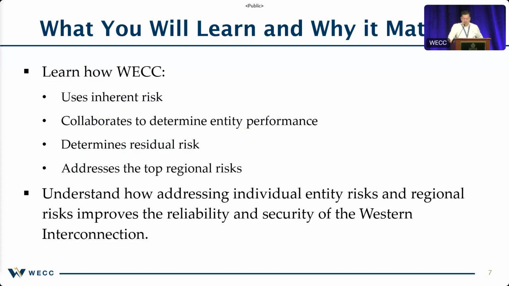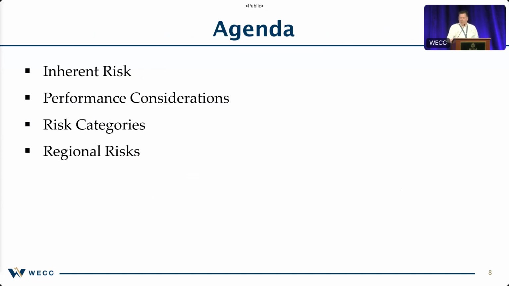Today we're going to learn WECC's oversight planning inherent risk process, how we collaborate with other WECC teams to determine the entity's performance in certain areas, and how the oversight planning team uses the inherent risk and the entity performance to determine the residual risk. We'll discuss how WECC addresses the top regional risks. And this all matters because understanding and addressing unmitigated entity and regional risks will improve the reliability and security of the Western interconnection. So pretty easy agenda.